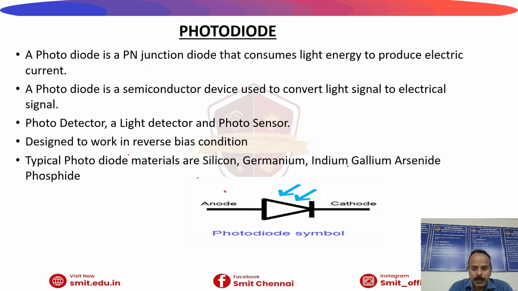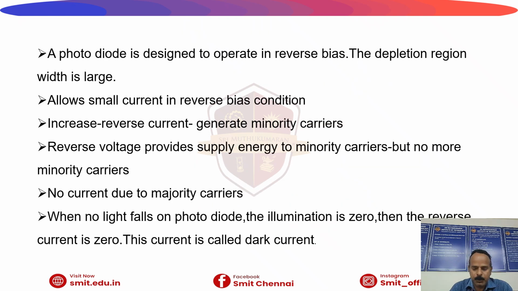Here we are showing the symbol of the photodiode. You can see the arrow that is moving towards the diode. If it is projected out, then we can say it is an LED, but the arrow is moving in the inward direction. That's why it is called a photodiode. Then we can see about the construction as well as the operating principle of the photodiode.